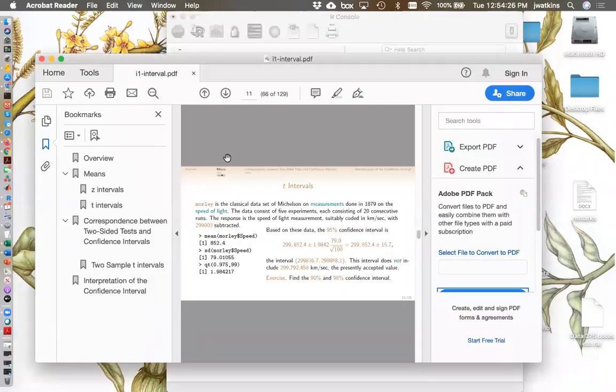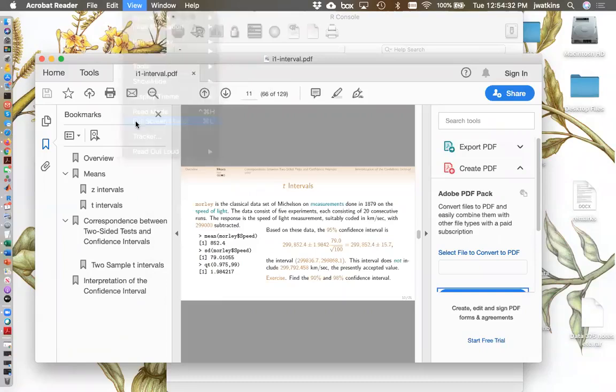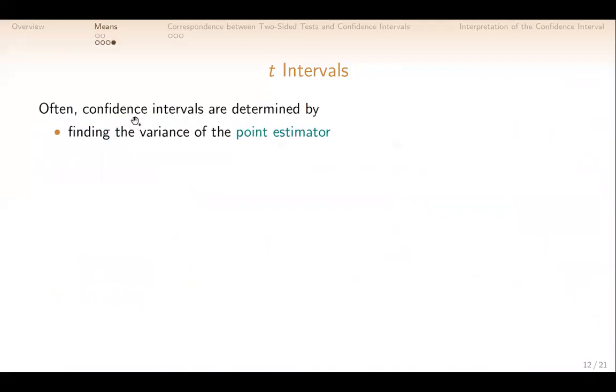The 99% one is not going to still capture the true mean. That's the way it goes. So it was a great experiment. You got the first significant digits right, but its estimate was off.